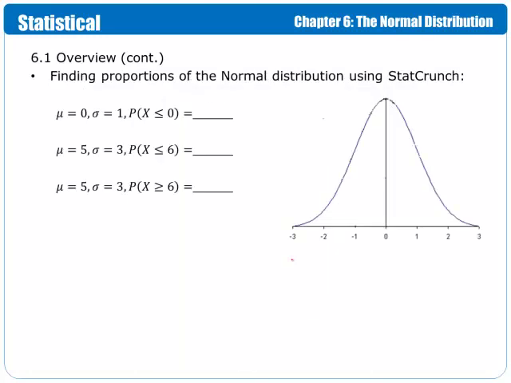So the next thing we want to look at is finding proportions of the normal distribution. We want to do that because we often will have a big set of data where we want to know what is the proportion of individuals that are less than a certain amount or greater than a certain amount. And knowing that the data follow a bell-shaped pattern, a normal distribution, we can use the normal distribution calculator to approximate those values. So let's consider these 3 examples.